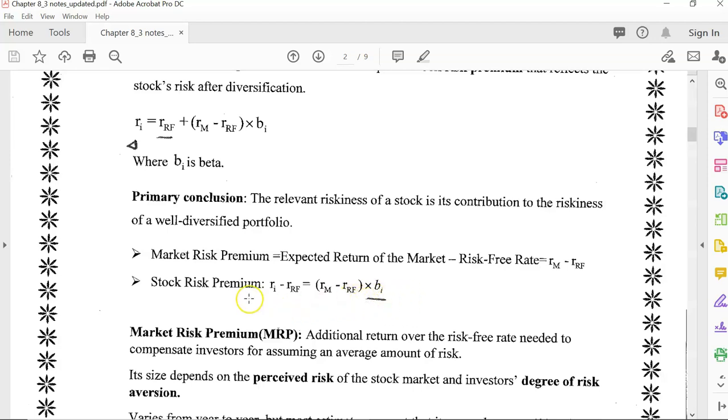So these are two really important concepts here: market risk premium and stock risk premium. And beta is connecting these two concepts.